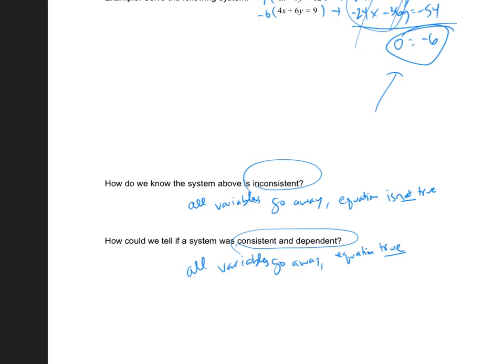All right, so you should now know how to do substitution and elimination and graphing to solve the systems. You should know how to recognize an inconsistent system or a consistent and dependent system if you're doing substitution or elimination. And now let's talk systems of inequalities.